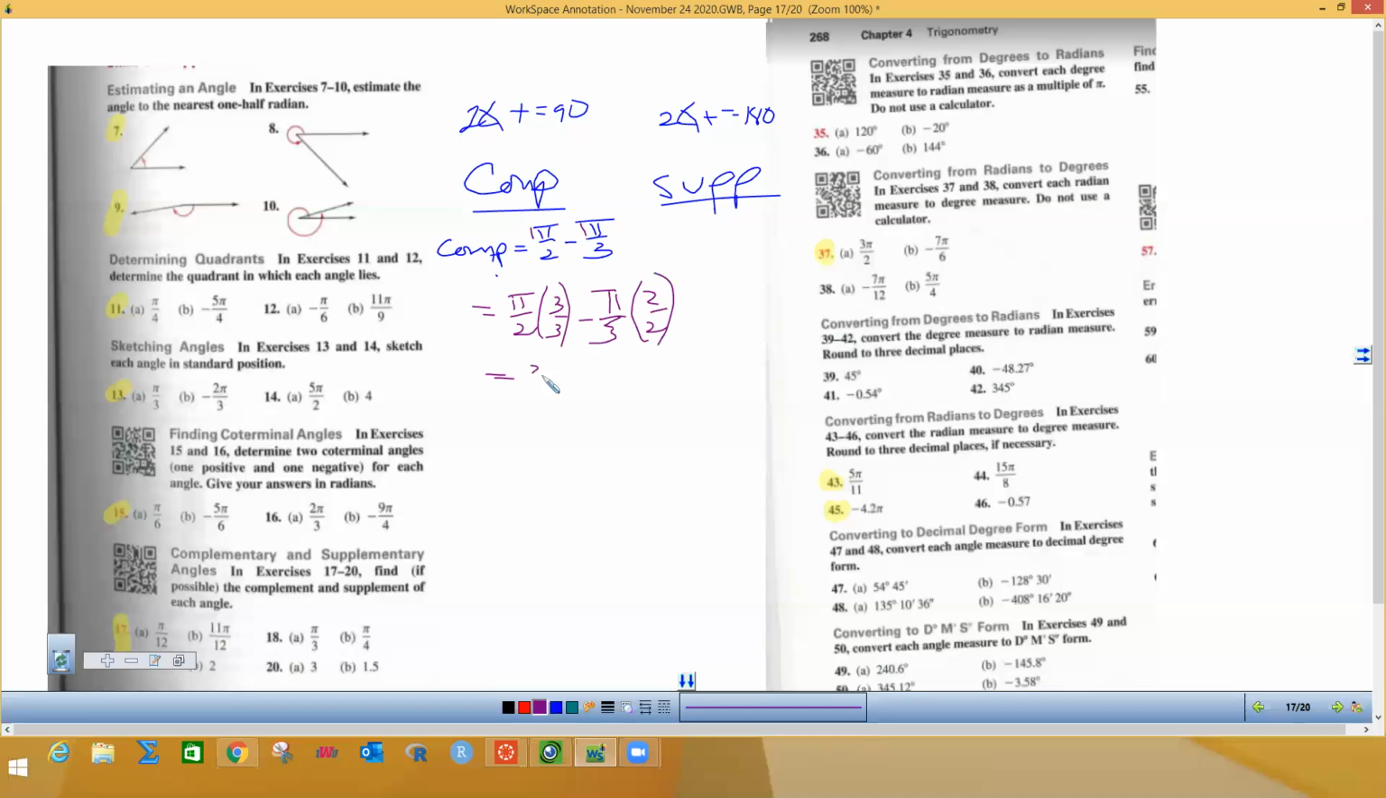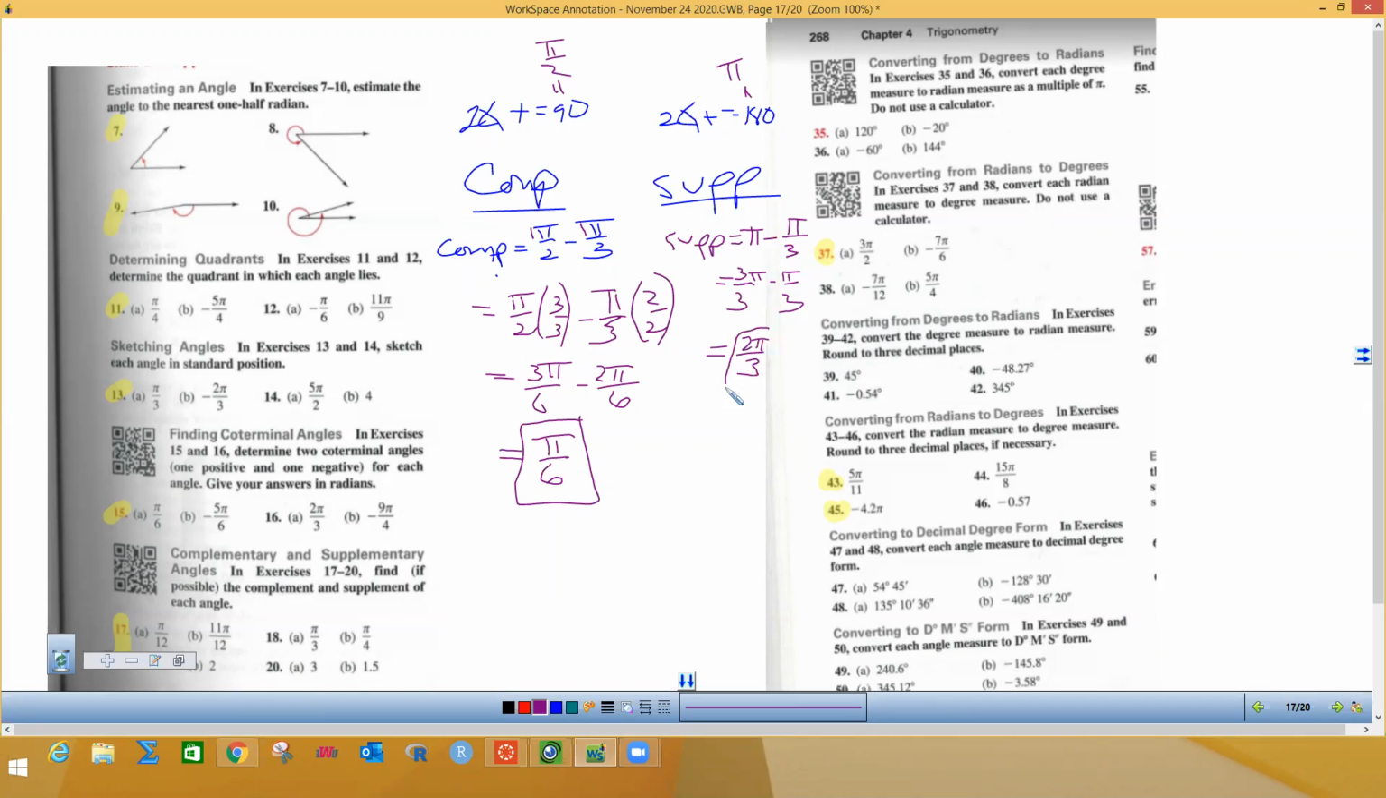Okay, so this would give you 3 pi over 6 minus 2 pi over 6, which would end up giving you 1 pi over 6. That is the complement. Then over here, if you remember, 180 is equal to pi. So to get the supplement, you would take pi minus pi over 3. And again, you'd multiply this by 3 over 3 to get a common denominator. And this would give me 2 pi over 3. This would be my supplement.